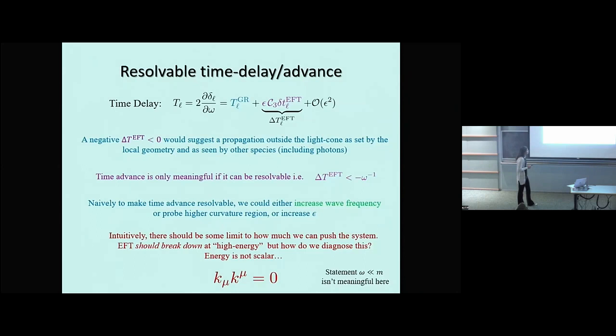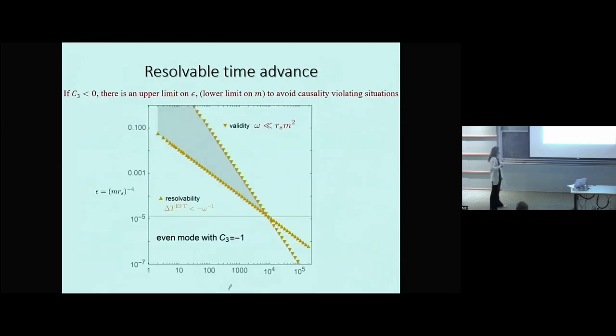Let me just give you the upshot. In order to ensure that you remain within the regime of validity of your effective field theory, you need to consider frequencies, or some elements, for which you're below that line. This is for the various multipoles. And in order to have a resolvable time advance, you need to be above that line. So this is the line where the frequency is such that you would have a resolvable time advance, what you consider being a violation of causality. And this is the line for which you are remaining within the regime of validity of EFT. So any region in here, if you're allowed to put yourself in this region, you could potentially have a violation of locality as set up by the local metric.